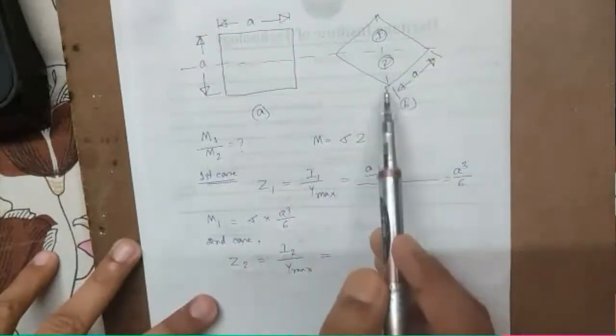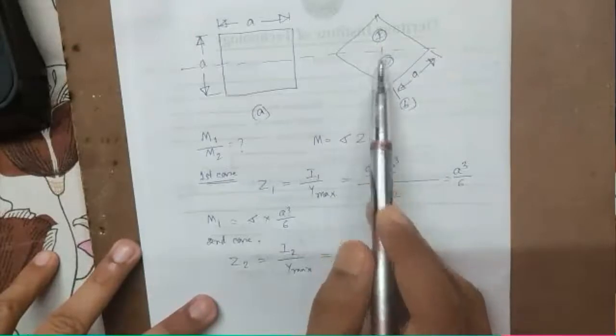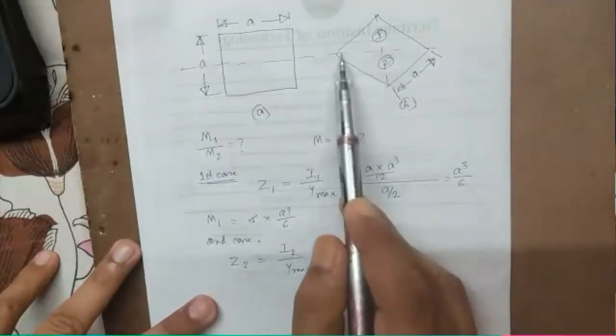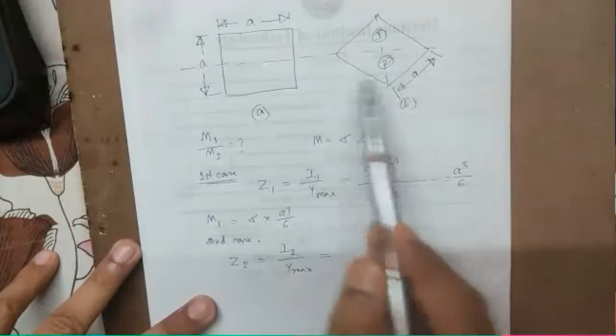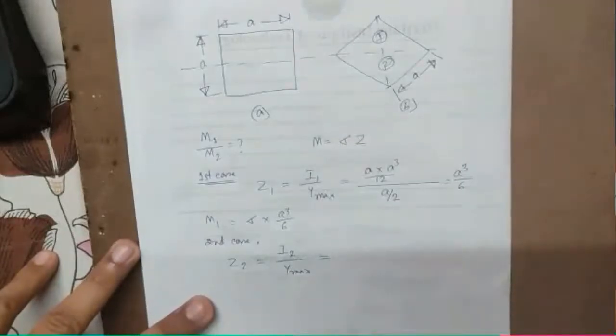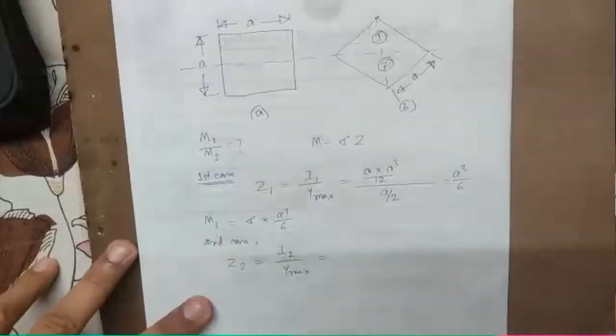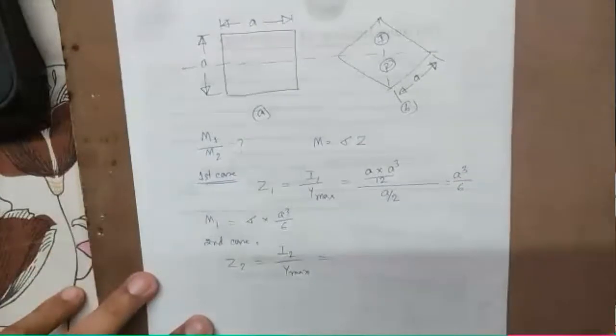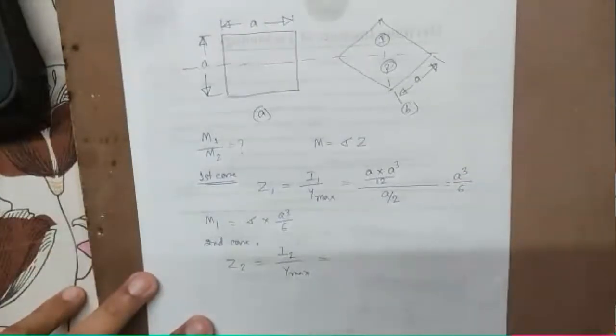Its diagonals are kept such that one of the diagonals is vertical and the other one is horizontal. They are loaded in a similar way, and our task is to find the ratio of their moments of resistance.